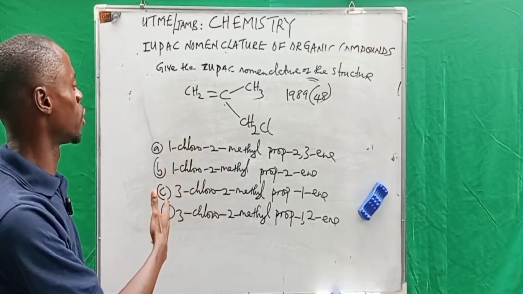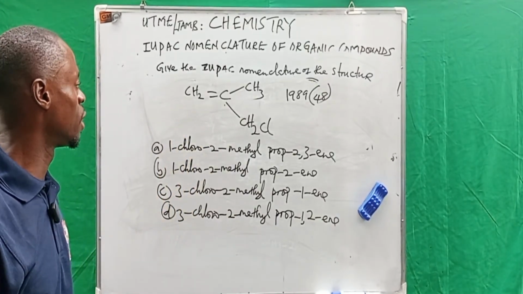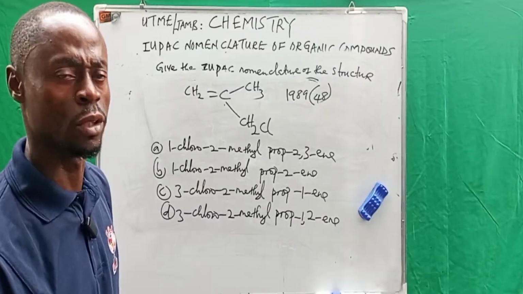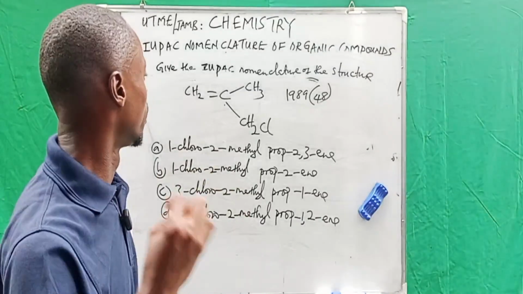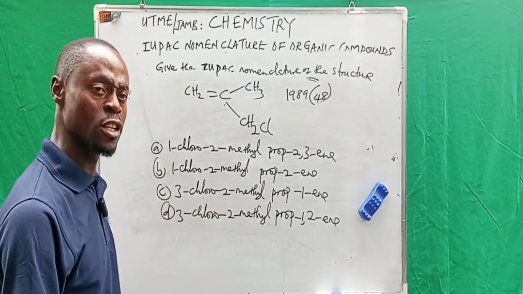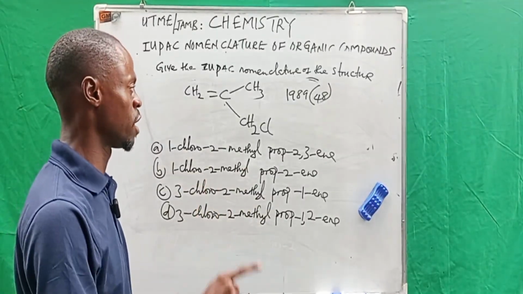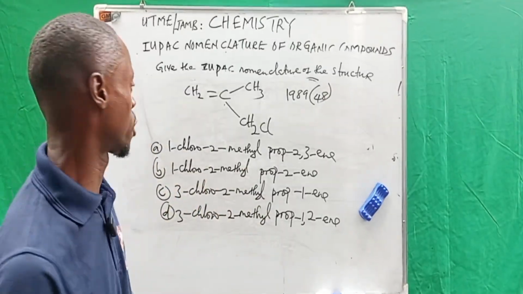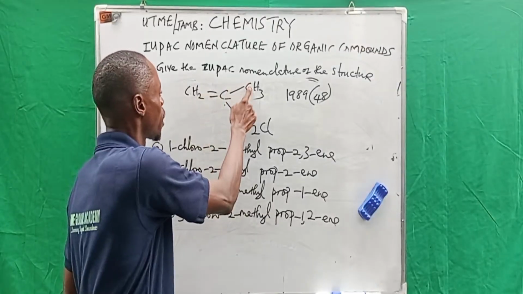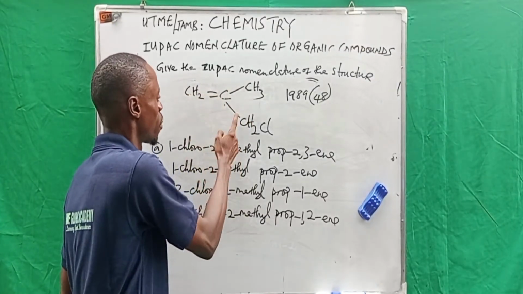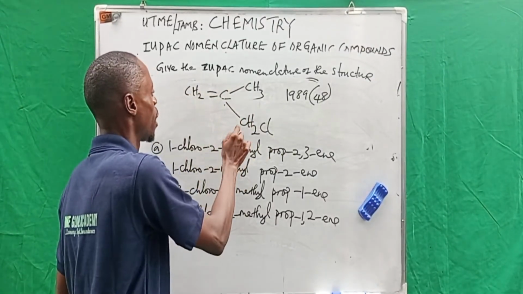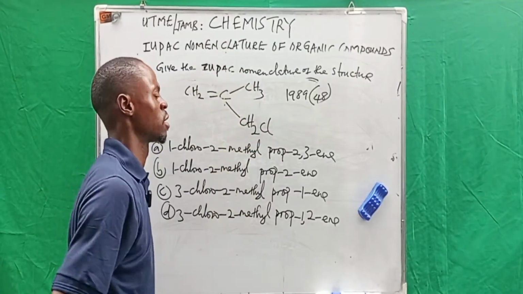All right, let's look at this question. We have a structure on the board and we are asked to give the IUPAC name to that structure. I just said the first thing is to locate the longest carbon containing chain from any direction. So we have 1, 2, 3 from this end.